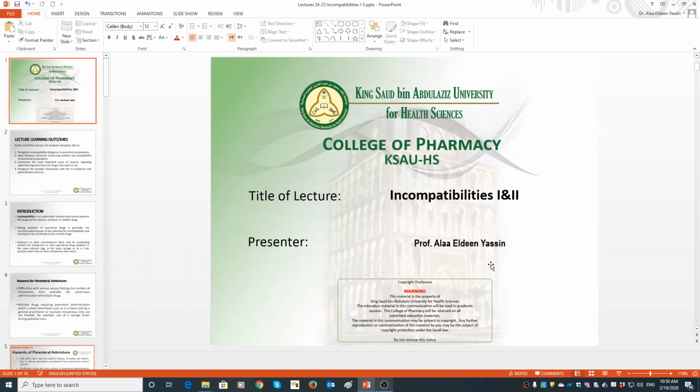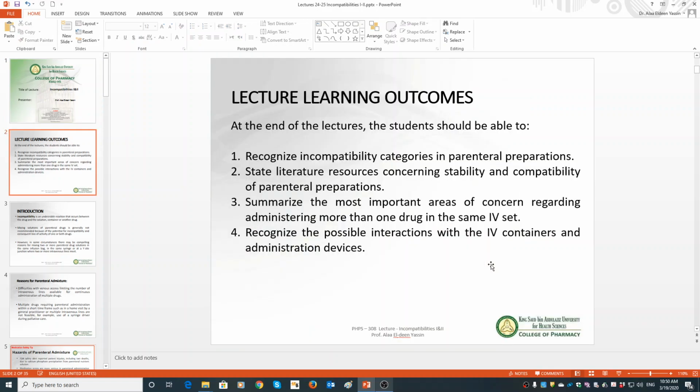We'll be covering these learning outcomes. First, we give you the categories of incompatibility in parenteral preparations. We will also expose you to sources in literature you need to use, or you need to know. These sources are helpful to find out information about possible potential incompatibility in the practice setting.